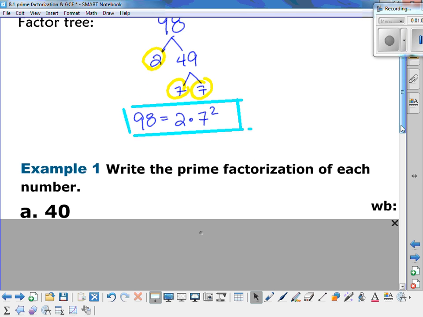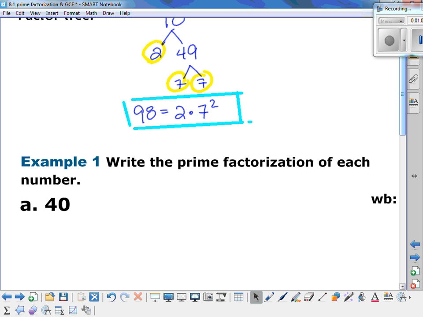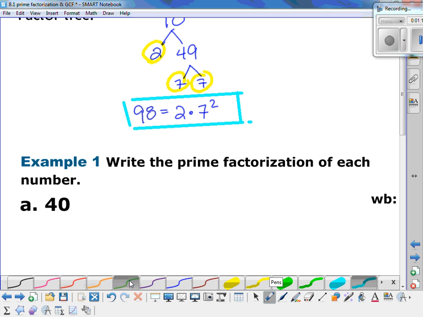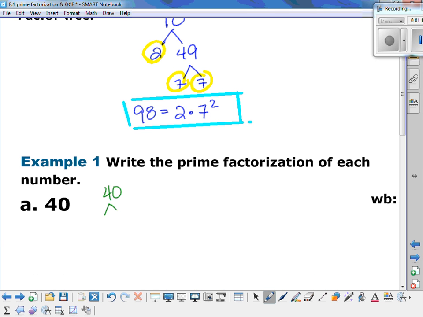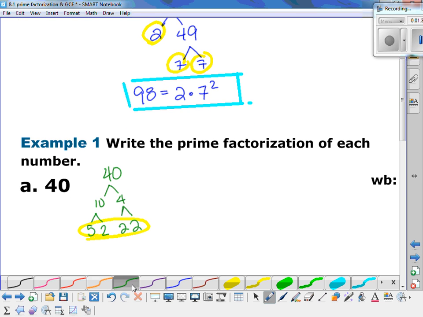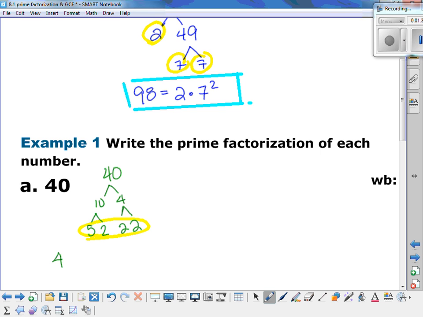All right, so another example. Now I'm going to do 40. So again, if I use my factor tree, what goes into 40? 10 and 4, right? And then 10 I can break into 5 times 2, and 4 is 2 times 2. So it's 5 times 2 times 2 times 2. And it's standard to write it in order, so I'm going to actually write the 2's first. So 40 equals 2 to the 3rd power times 5.